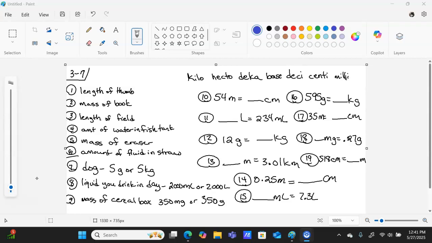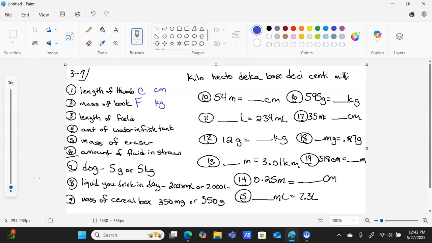For 1 through 6, you had to tell which unit it best goes with. You did not have to explain your choice. The length of your thumb, I would use centimeters, which would be letter C. A centimeter is about the width of your pinky finger, the width, not length of your pinky. The mass of your book, you need to use kilograms for that one.